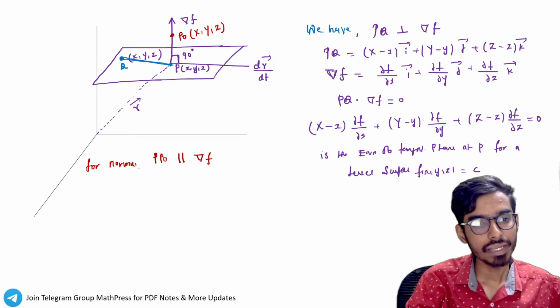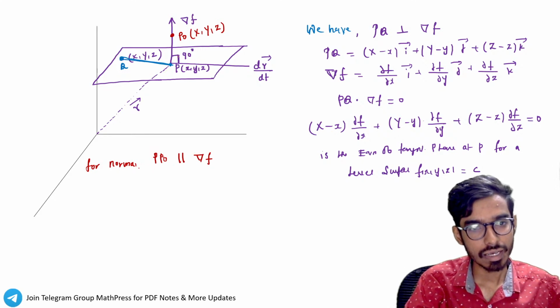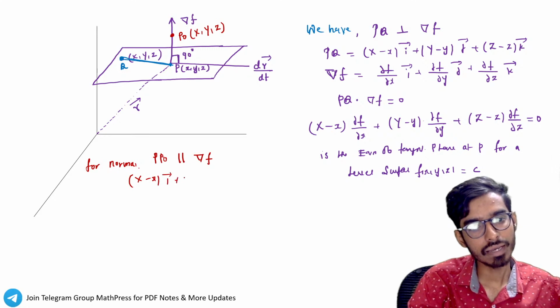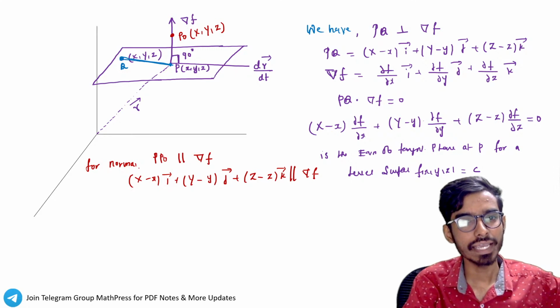And what is P naught? P naught is the same, right? The capital X minus small x i vector, capital Y minus small y j vector, capital Z minus small z k vector is parallel to del f, right? So del f is dou f by dou x i, dou f by dou y j, dou f by dou z k.